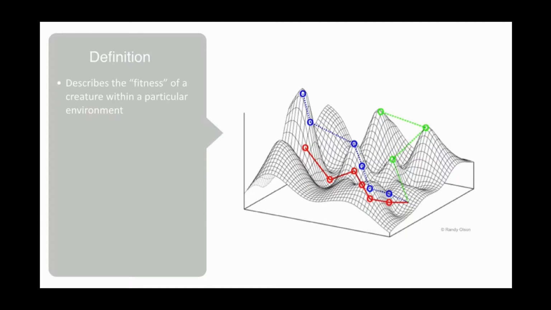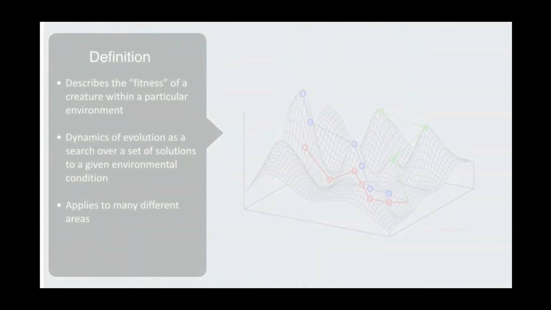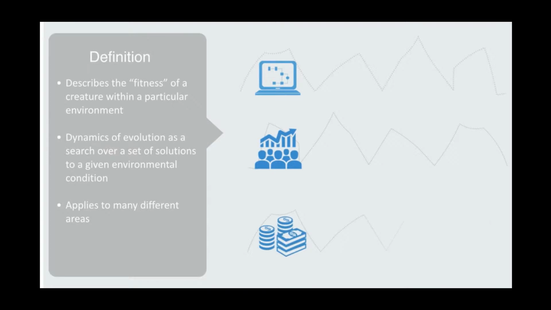As such, it visually represents the dynamics of evolution as a search over a set of possible solutions to a given environmental condition in order to find the optimal strategy, which will have the highest elevation on this landscape and receive the highest payoff. As evolution is a fundamental process that plays out across many different types of systems, natural, social, and engineered, this model has been abstracted and applied to many different areas, in particular within computer science, business management, and economics, but is equally applicable to all complex adaptive systems.